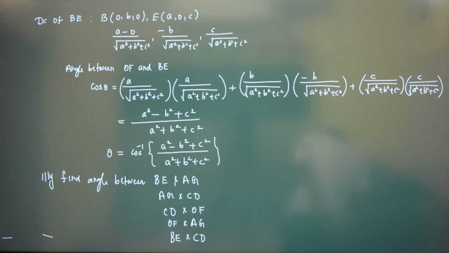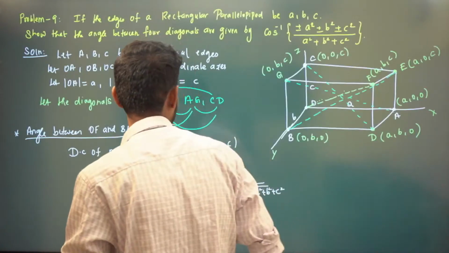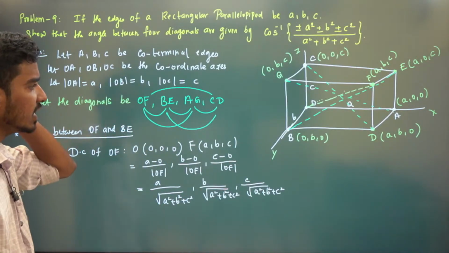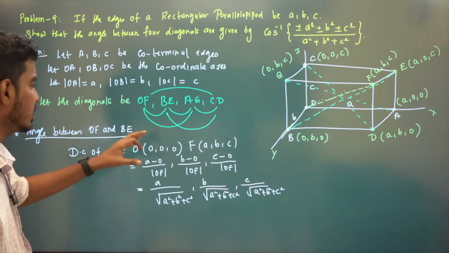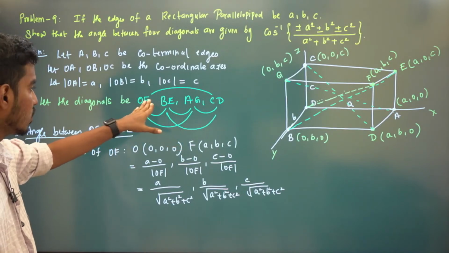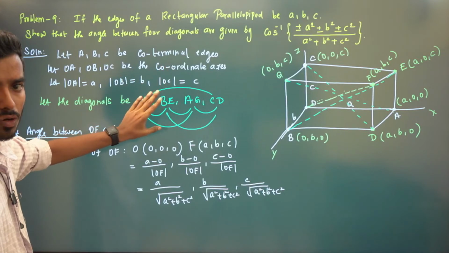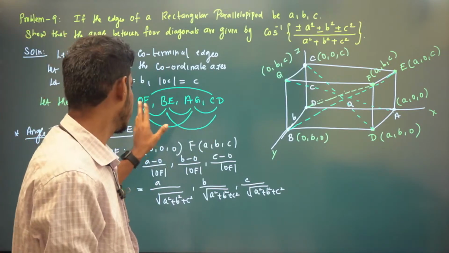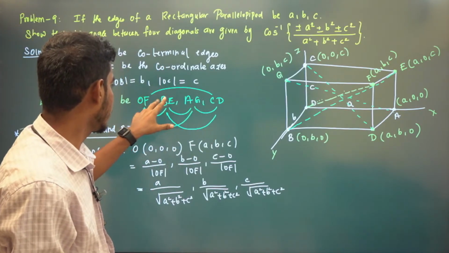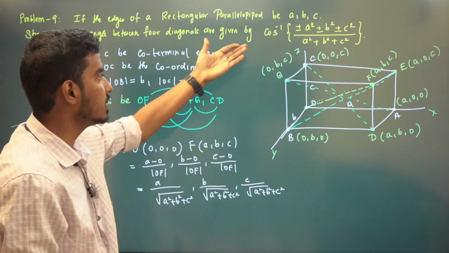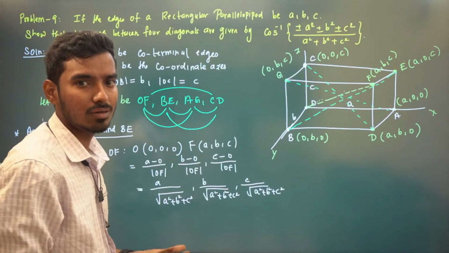Everything is clear, right? Audio and video. See, there are four diagonals in a cube, right? Remember these four body diagonals: OF, BE, AG, and CD. After this, it is very easy. You just have to find the angle between them. So find the direction cosine of OF and the direction cosine of BE. You know the direction cosine of a line joining two points, so make use of that, and then apply the angle between two lines formula. You'll be getting this answer. Very easy. These are very simple problems.